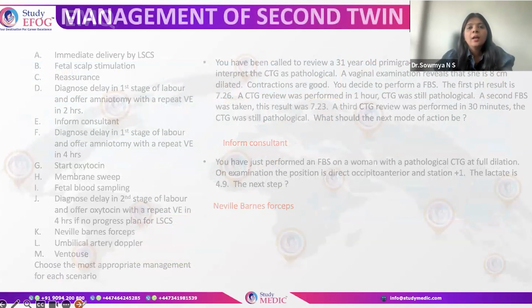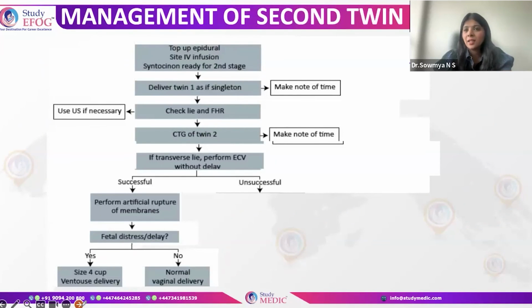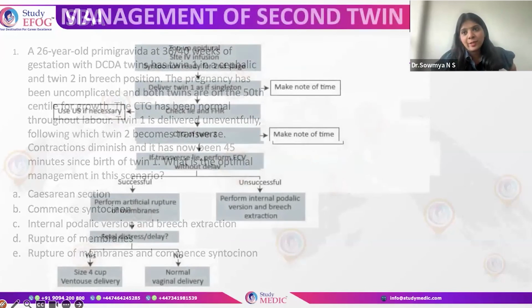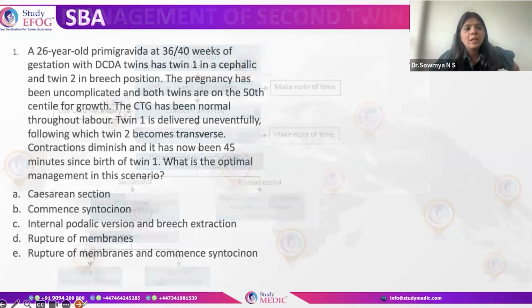Okay. Second twin, very important. Remember a couple of things: IV access, group and save, epidural. If it is a transverse lie after the delivery of the first twin, confirm the lie and shift to the theater. Try doing ECV. Generally, the ECV success rate is not so high, but in a fully dilated woman, you can go for IPV, that is internal podalic version, and assisted breech extraction. That has always been very successful. Remember, while you are doing IPV, you do not rupture the membranes. This has to be done in theater without fail.